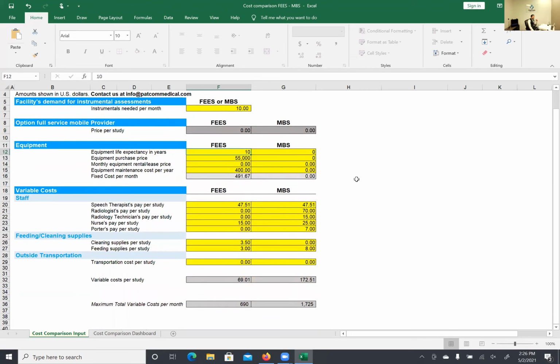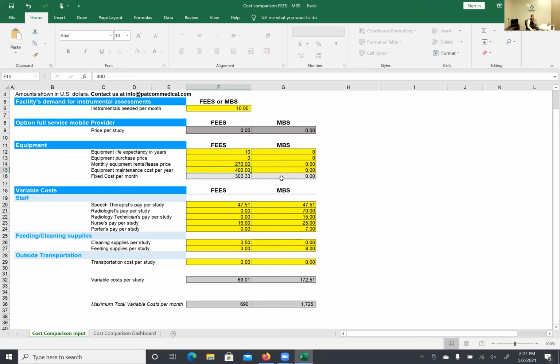Now, let's see. Life expectancy in years, we'll leave that at 10. But instead of buying the equipment, we're going to look at this as a lease. So lease for our portable system is actually only $270 a month. That's for a $15,000 system. You don't get a cart. You have the portable one in the case that you see in my back right there. And that would be $270 per month.